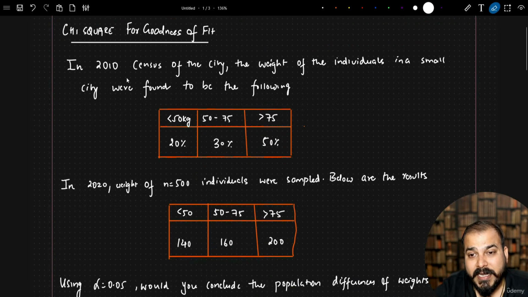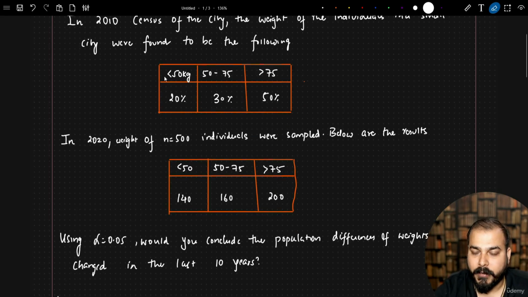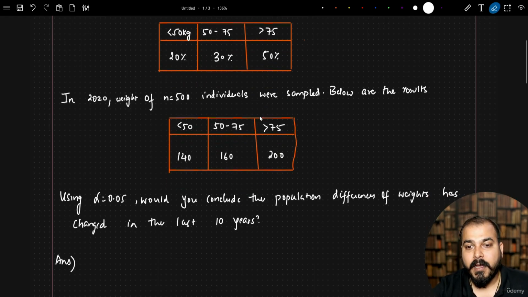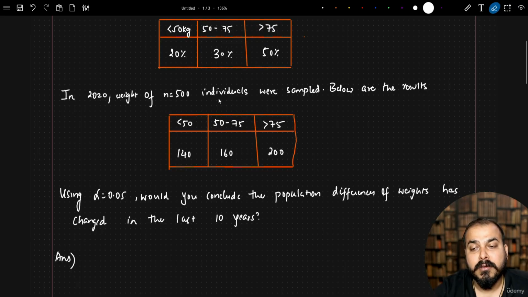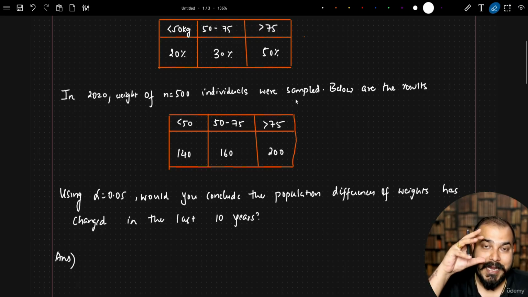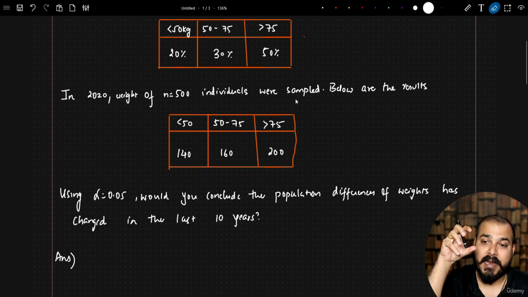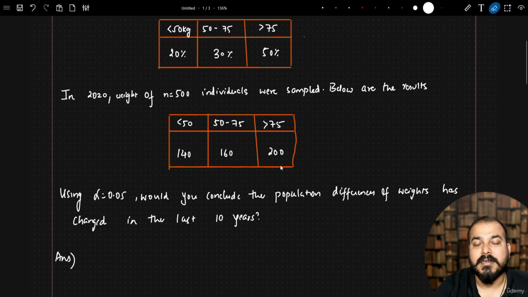So in 2010, the census of the city, the weight of an individual in a small city were found to be the following. Less than 50 kg, 50 to 75, greater than 75. Less than 50 kg were 20%, 50 to 75 were 30%, and greater than 75 was 50%. Now in 2020, the weights of n is equal to 500 individuals were sampled. Below are the results. Less than 50 is 140, 50 to 75 is 160, and greater than 75 is 200. If we sum it up, it is basically 500.